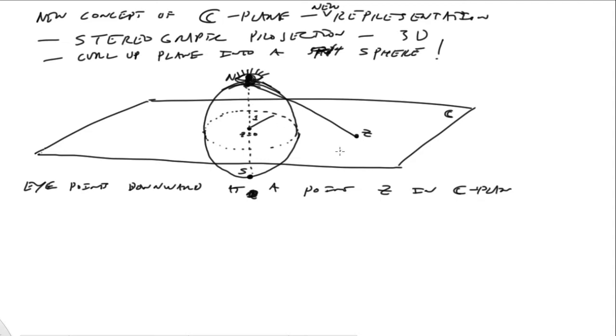Make my eye a little bit bigger there. Okay. So it's going to pass through the sphere at one point, and also pass and hit the complex plane. And we're going to identify those 2 points.